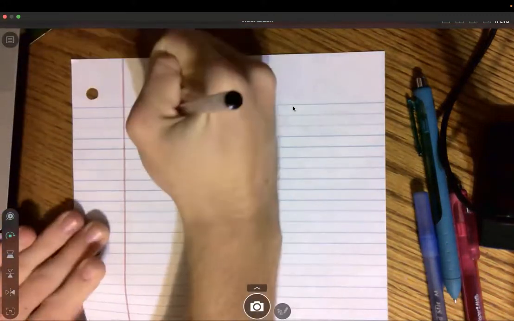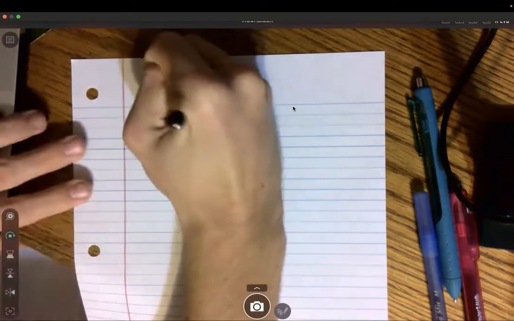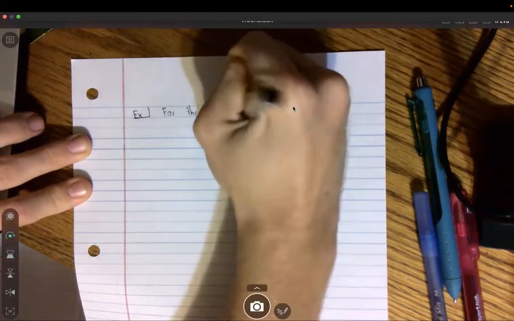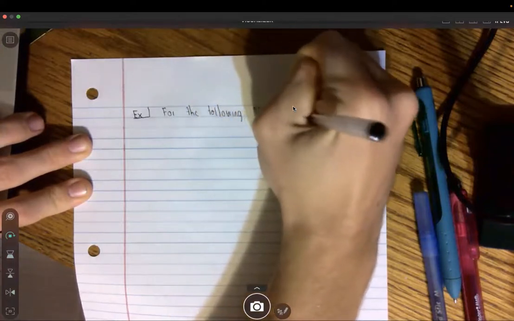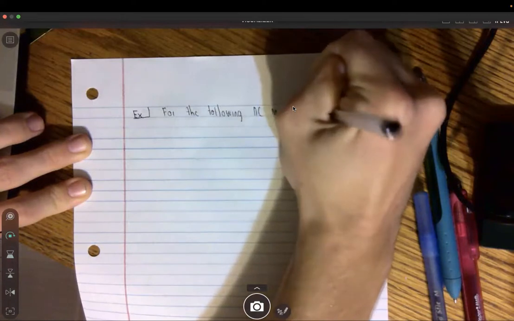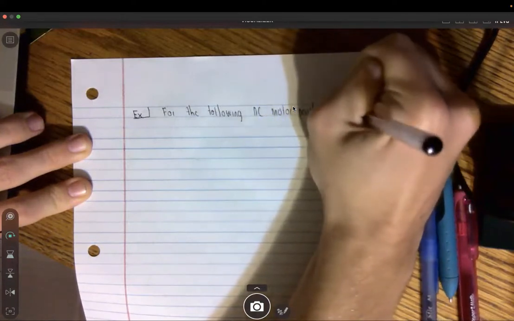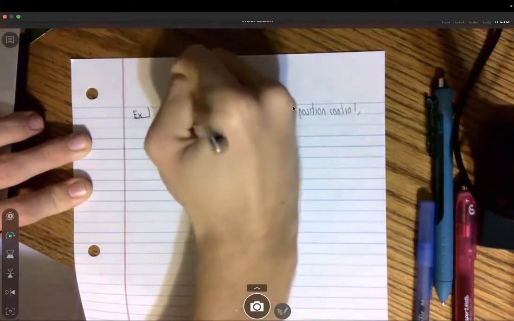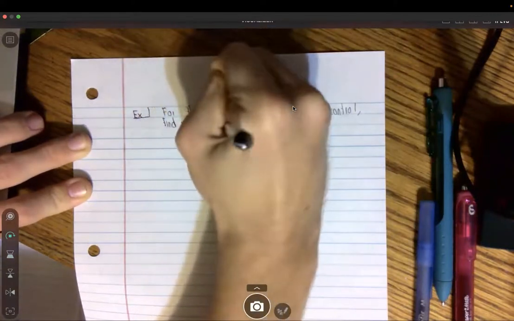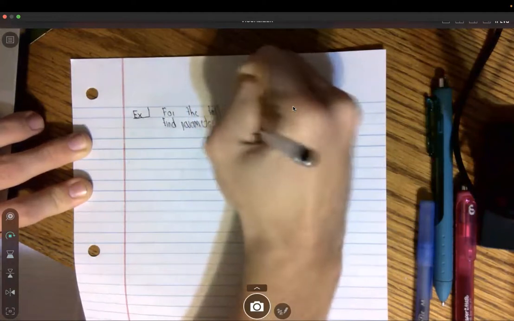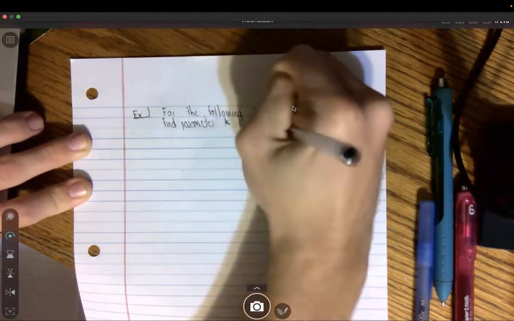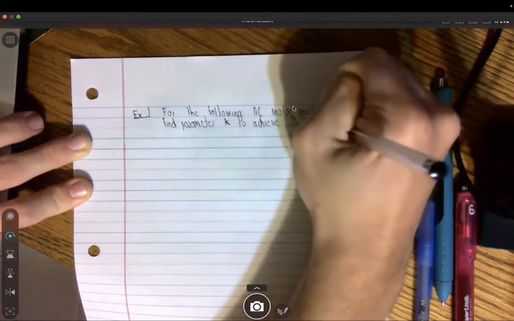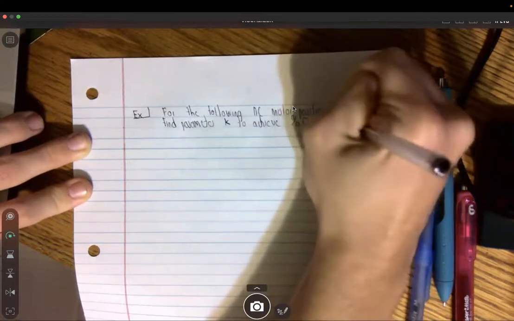So for this example, for the following DC motor position control, find parameter K to achieve percentage overshoot is less than 5%.